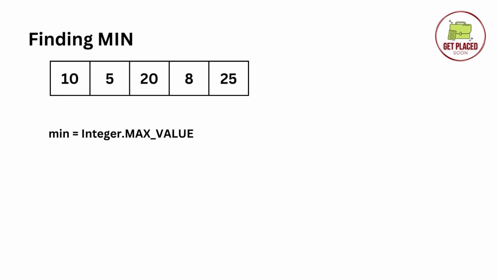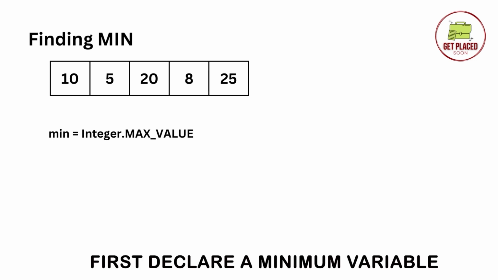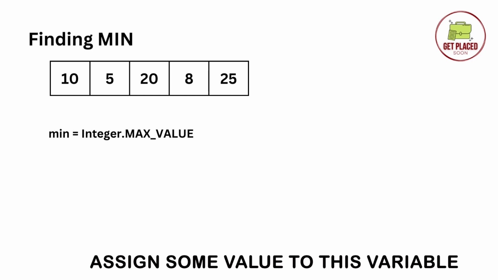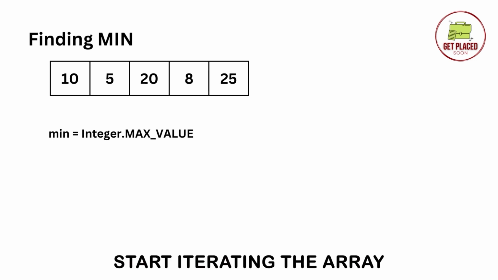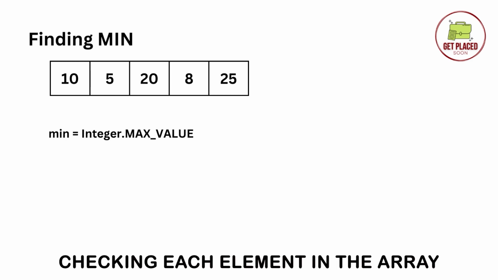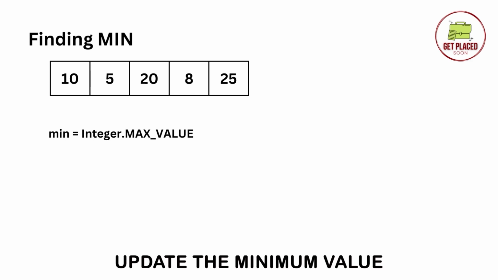So finding the minimum element. To find the minimum element while writing the code, first declare a minimum variable and assign some value to this variable. When you assign some value to this variable, now start iterating the array, start going and checking each and every element in the array and update the minimum value.